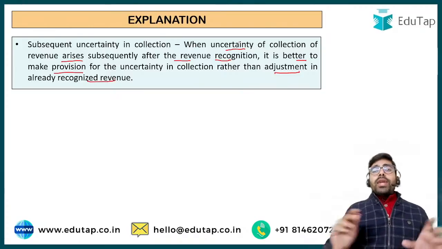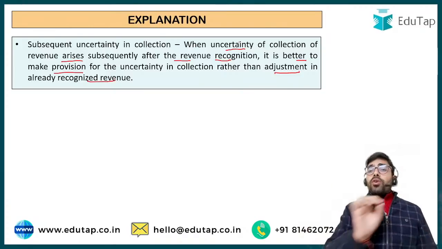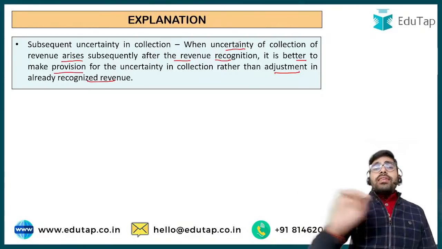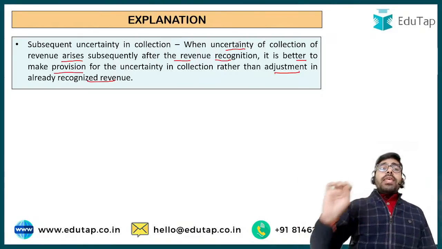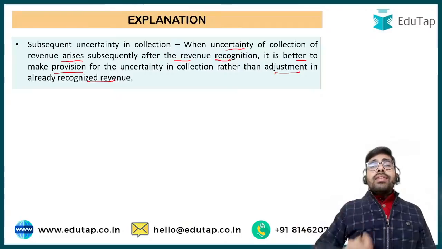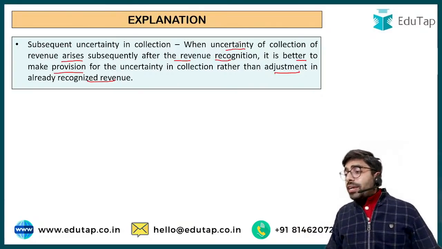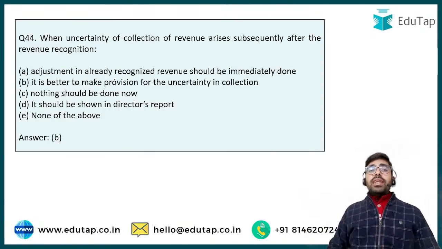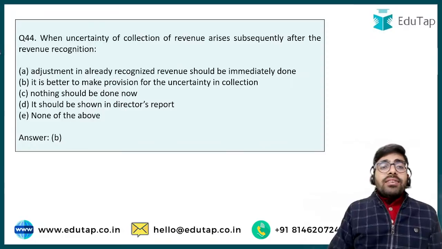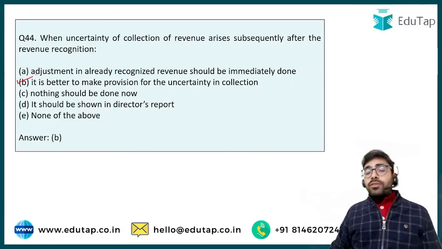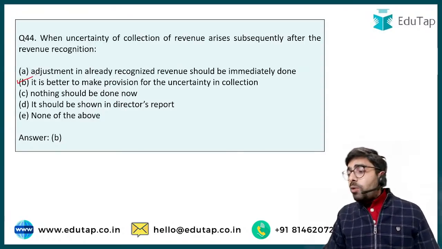तो already recognized revenue पे कांटा मत मारो. Do not cut that figure. Do not adjust that figure. It's better to make a separate provision for the uncertainty in collection. Okay. It's better to make a separate provision for uncertainty in the collection. So that's why the answer is going to be option number B here. So this question is to be answered as per the accounting standard 9.